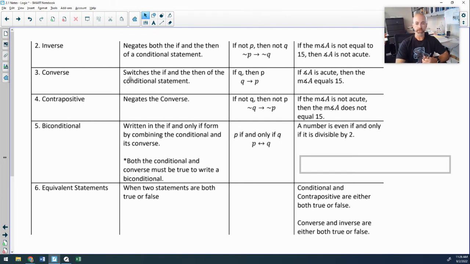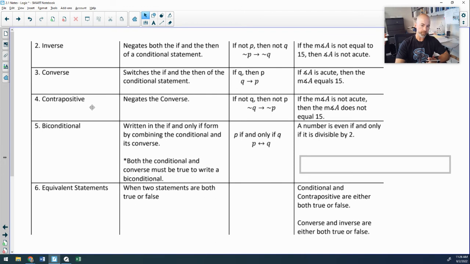The converse, you swap the order of P and Q. So instead of if P then Q, it's if Q then P. So we'll flip around that original statement we had a long time ago. If angle A is acute, then the measure of angle A equals 15. Again, that doesn't have to be an always true statement. There are other angles that are acute, but that would be the converse of the example we had earlier.